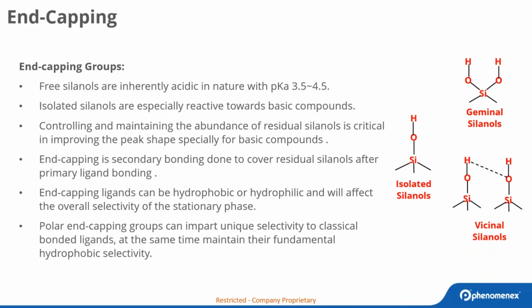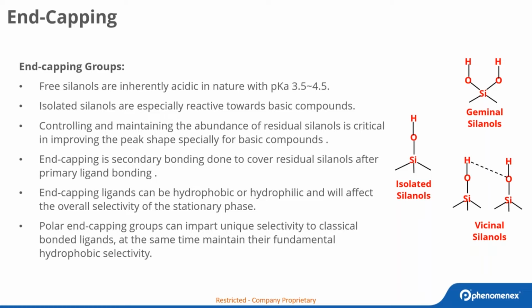So these isolated silanols are especially reactive towards basic compounds and can affect the separation by causing a lot of tailing. So controlling and maintaining the abundance of these residual silanols is critical to making sure that you have good peak shape for your basic compounds. And end-capping can be done to help reduce this.